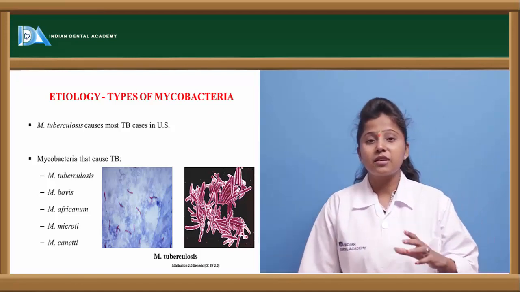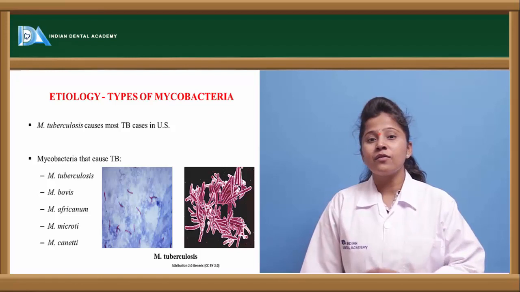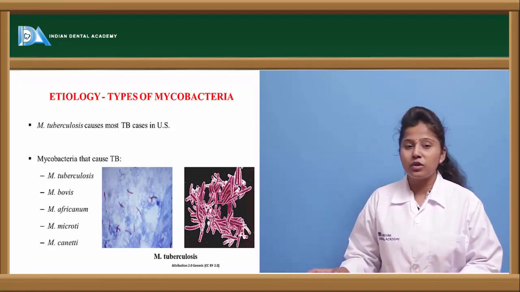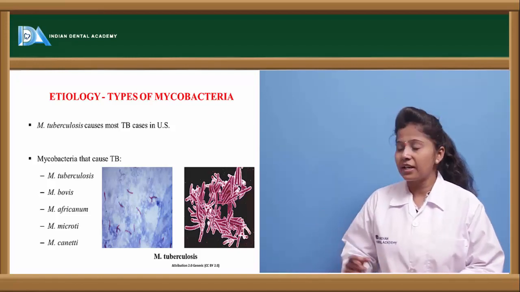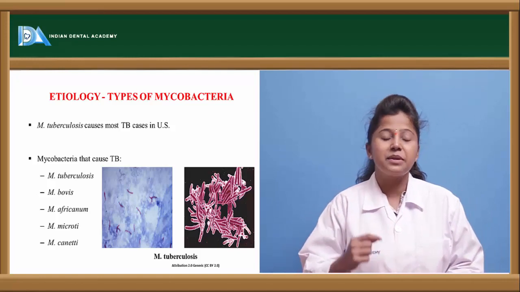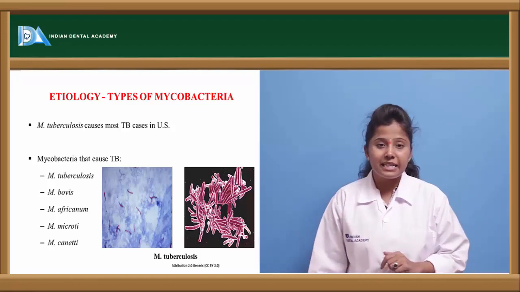We can see the diagram here. The initial picture shows the staining of the bacteria. In the blue colored background, we can see pink colored rod shaped substances. These are nothing but bacteria which are stained with Ziehl-Neelsen stain.